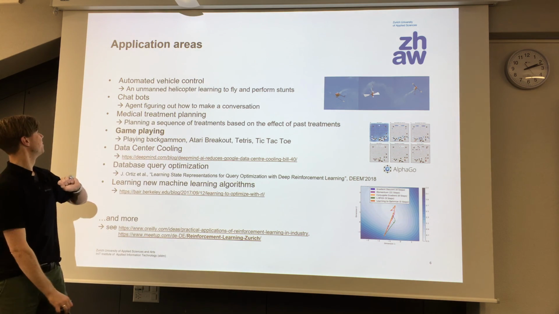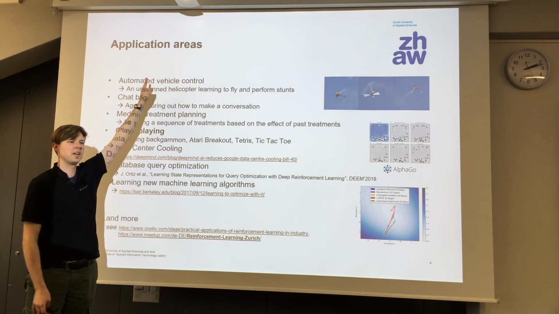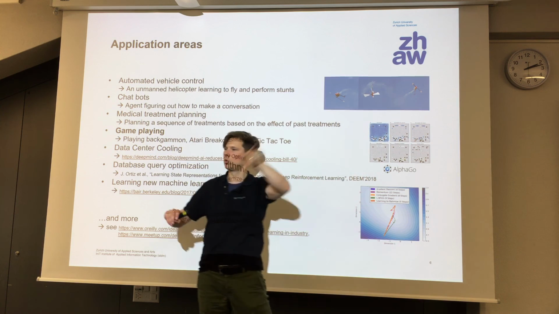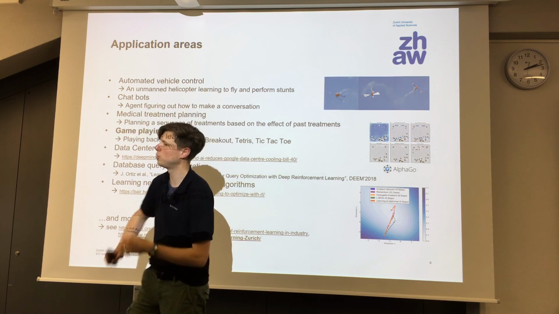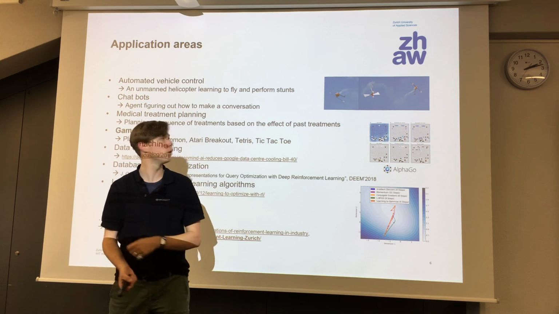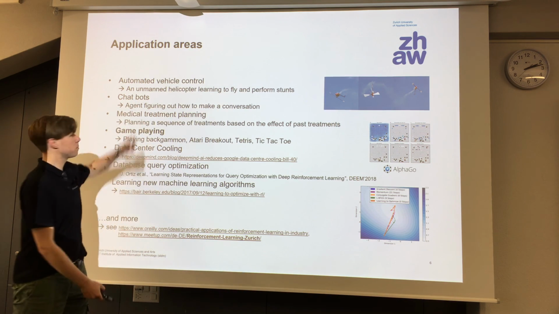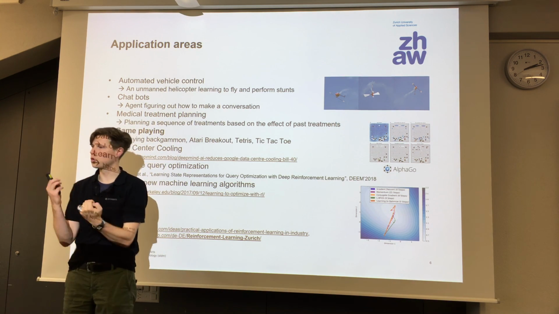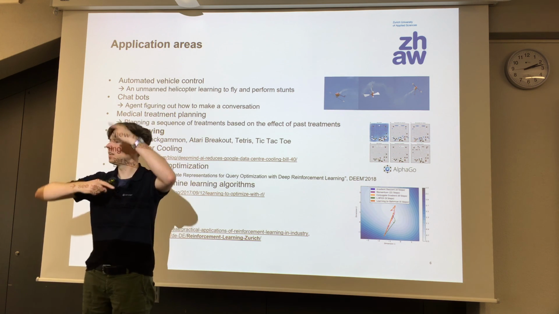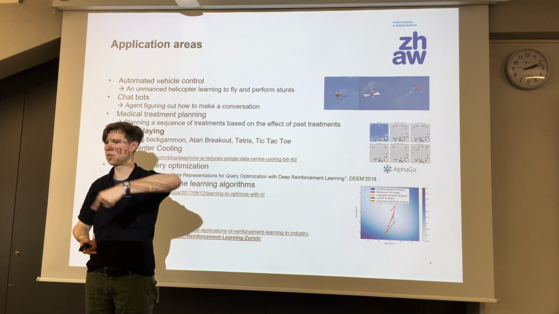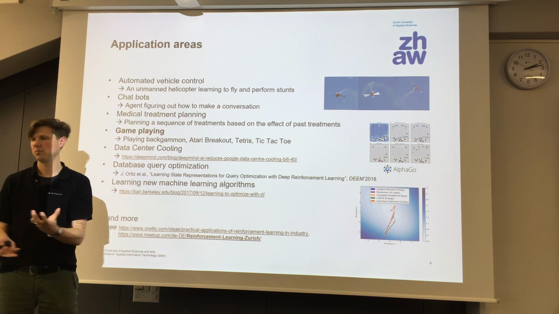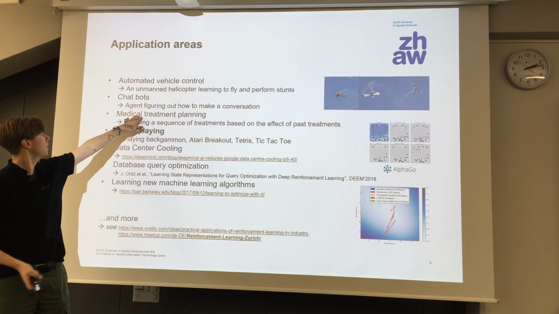So, what can you do? Of course, you can do automated vehicle control. An automated helicopter doing very complicated flight moves was one of the very first interesting use cases, done by Andrew at Stanford. Chatbots: learning to control what is the right reaction can be done. The outer loop, so to say, over the chatbot could be done by reinforcement learning. It is done in some applications.